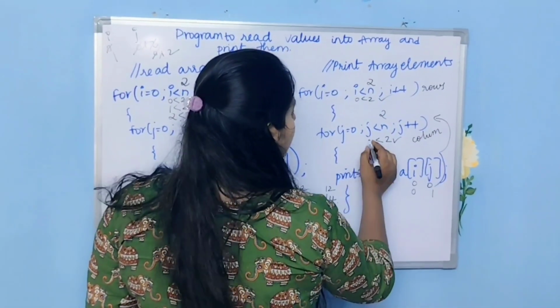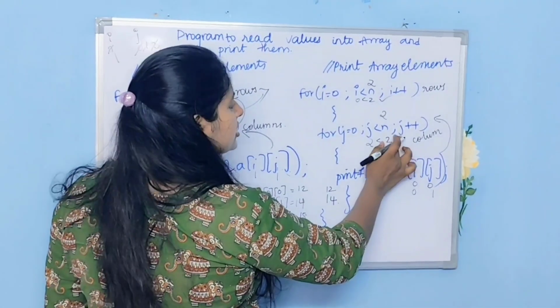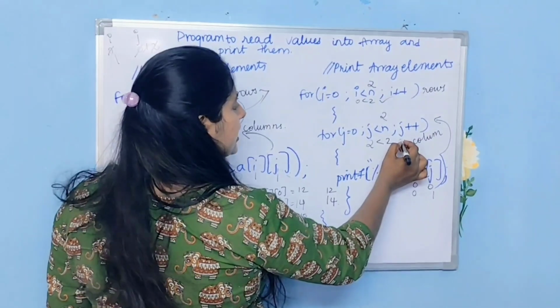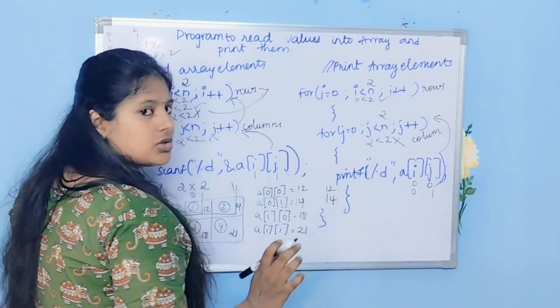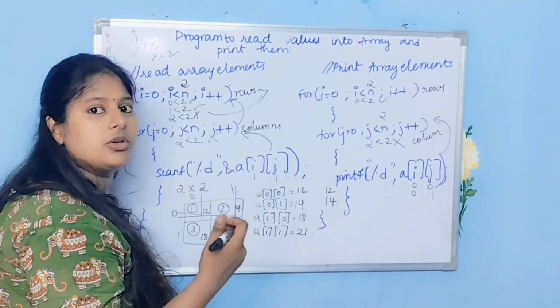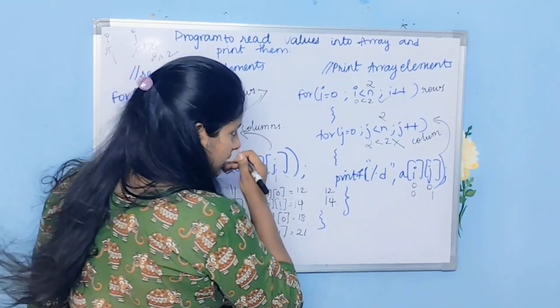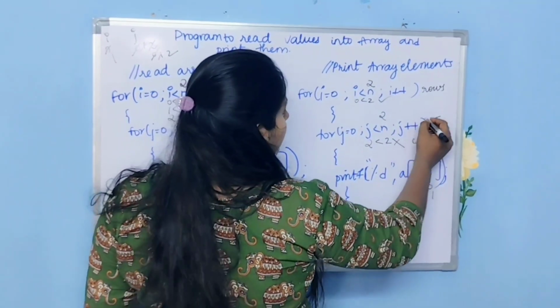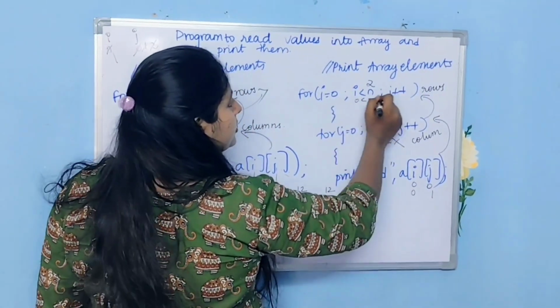j plus plus. It is 2. Condition is false since 2 is not less than 2. It is equal to 2. So what does it mean? There are no other elements in the row to be printed. So out of the loop, going to the outer loop.